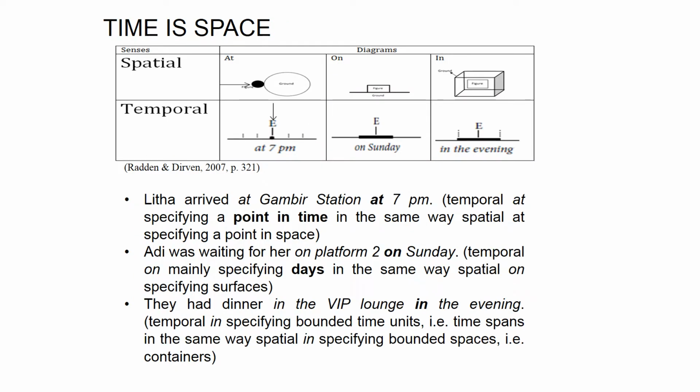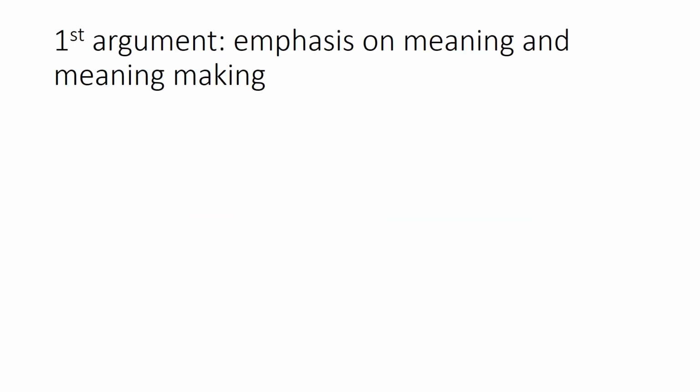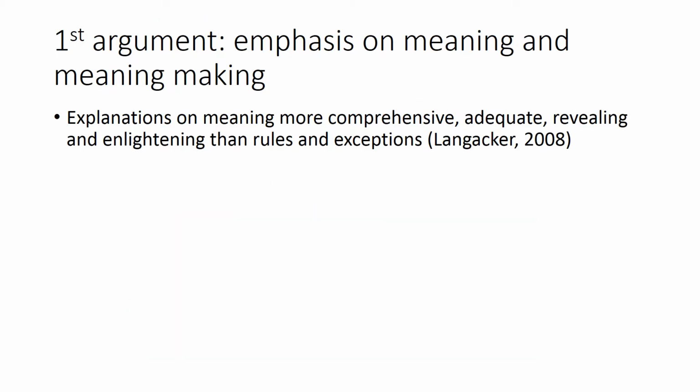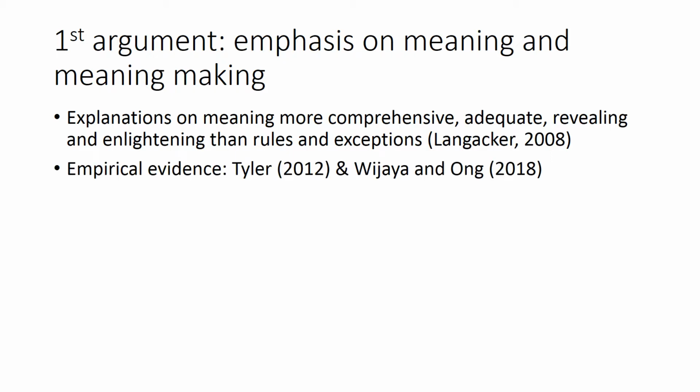These core meanings are metaphorically extended. Special prepositions are used to talk about time because of the metaphor time is space. For example, temporal at specifies a point in time in the same way spatial at specifies a point in space. These explanations are arguably more comprehensive, sufficient, and eye-opening than rules, but most importantly, they are more effective. Studies by Tyler and Vijaya and Ong have lent support to this claim.